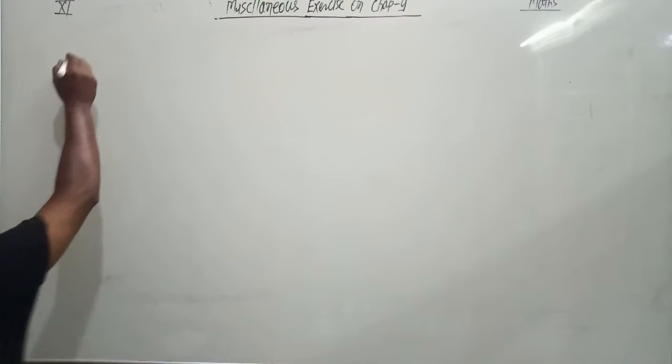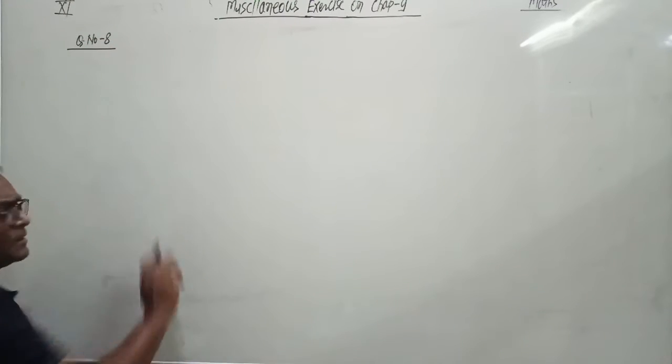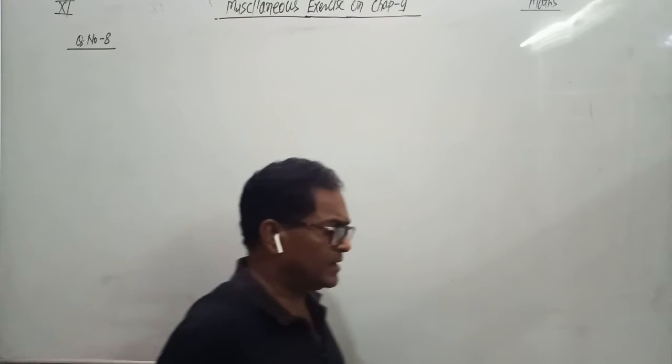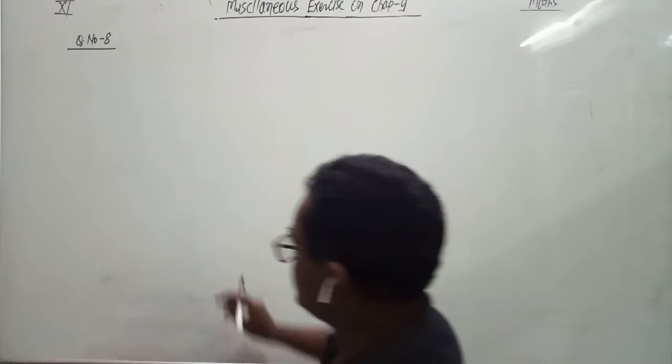Continue miscellaneous exercise based on chapter 9. See question number 8. Question number 8. It is given that the sum of some terms of a GP is 350.